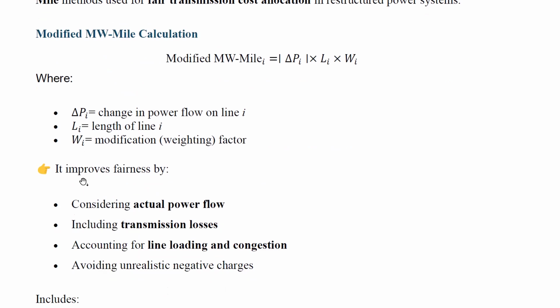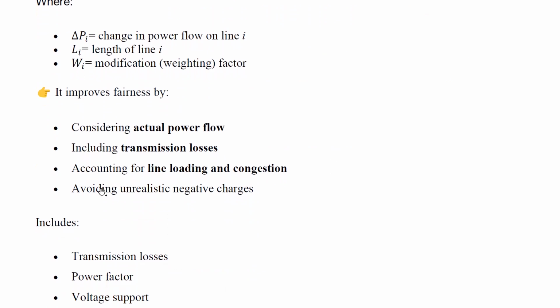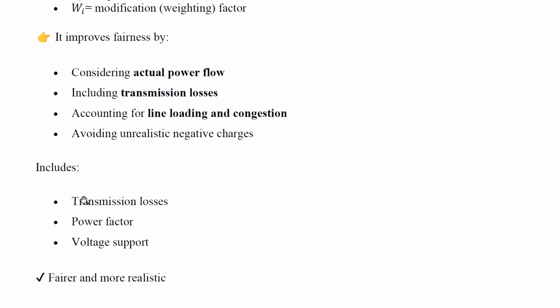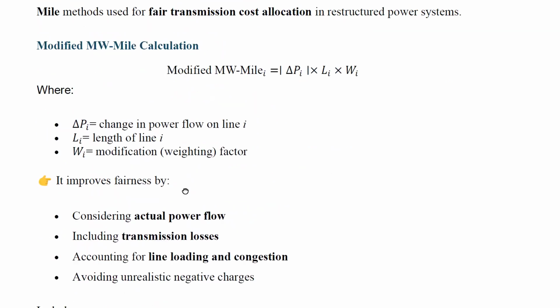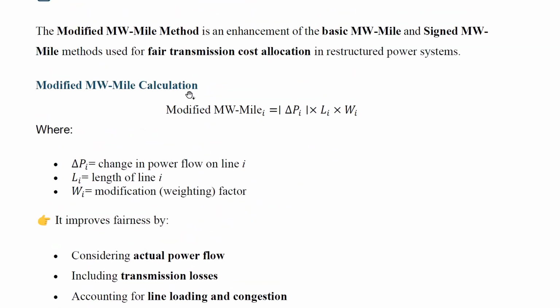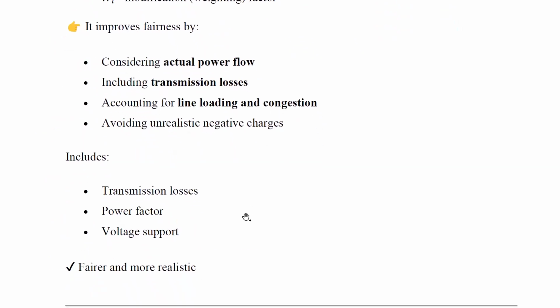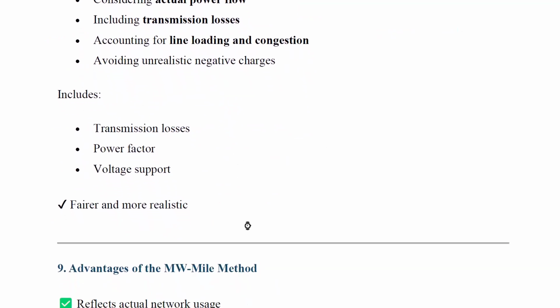So it improves the fairness by considering the actual power flow, includes the transmission line losses, and accounts for line loading and congestion also, and avoids unrealistic negative charges. This technique includes the transmission losses, power factor, and voltage support, which ensures a fairer and more realistic method. So this is the modified megawatt mile method.